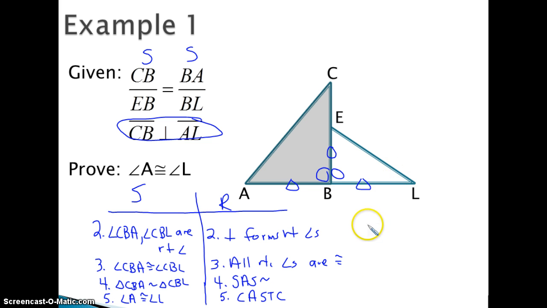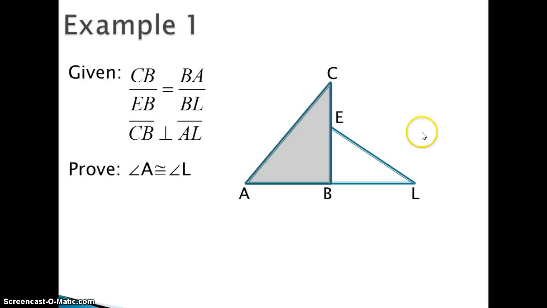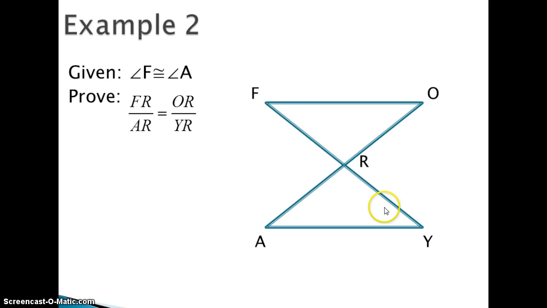Alright, so again, you might need to prove the triangles similar first and then pick out the pieces. And we'll do one more example here. In this example, we're given that angle F is congruent to angle A. Mark it up. And I want to show that FR over AR equals OR over YR. To me, that tells me that I'm going to have to prove that the triangles are similar and then pick out a ratio for one pair of sides and a ratio for another pair of sides to make a proportion. Well, in order to prove the triangles similar, it appears that I need another angle.